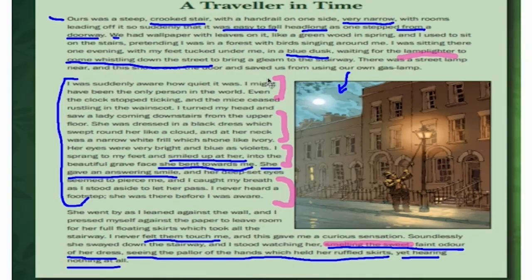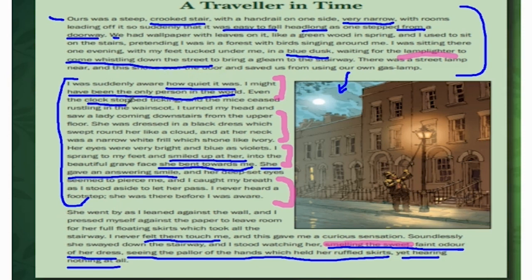So starting from the beginning, first of all, how has he created a mysterious atmosphere? "Well, I was sitting there one evening, my feet tucked under me, a blue dusk, waiting for the lamplight to come down. There was a street lamp, and then gas lamps." None of this is getting mysterious just yet. "I was suddenly aware of how quiet it was. I might have been the only person in the world." So here we're shown that it's very quiet all of a sudden.